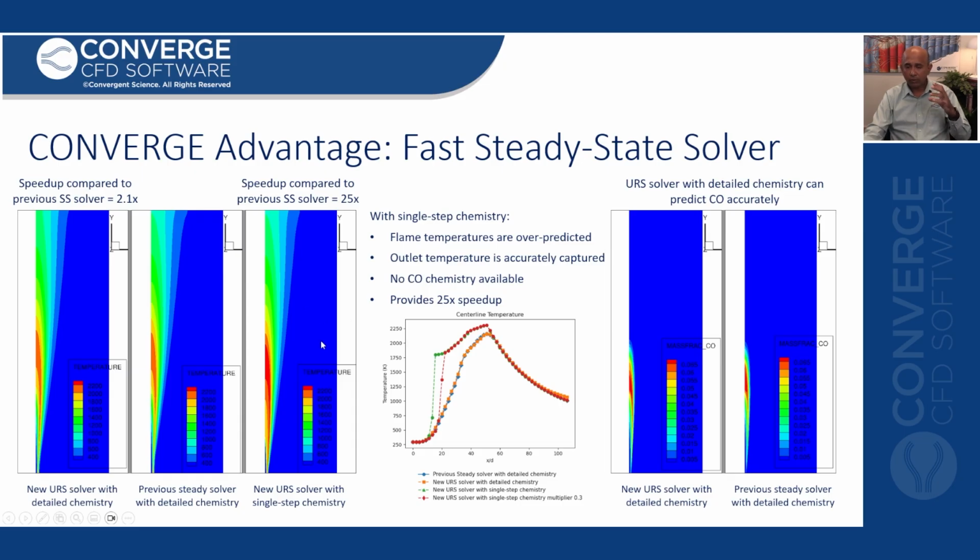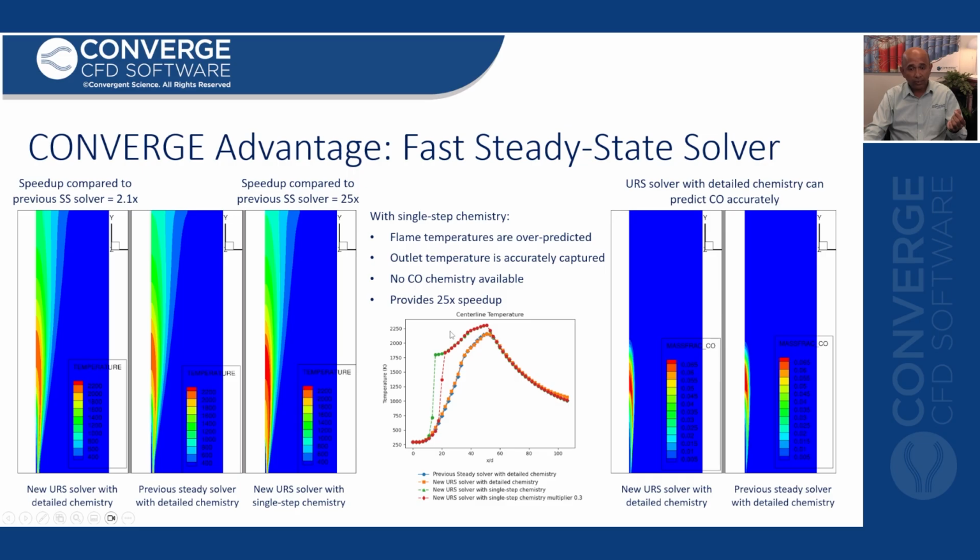Now, in order to talk about the accuracy and speed up, I plotted the center line temperature. On the center line, I extracted the temperature, and you can see the two steady state solvers with the detailed chemistry give you the correct temperature profiles. Now, if you use single-step chemistry, the outlet temperature, if you follow my cursor towards the end, X over D is somewhere around 60 plus, you have the correct temperature predicted, as you can see from the contours as well.